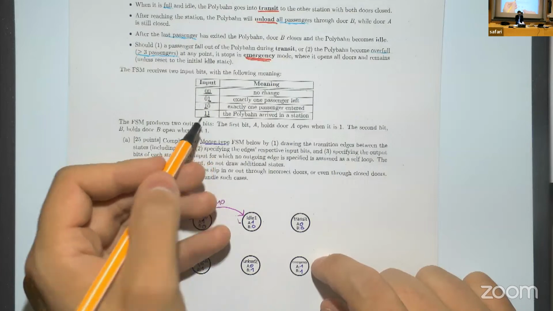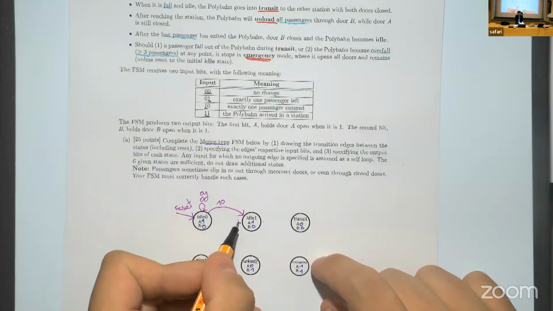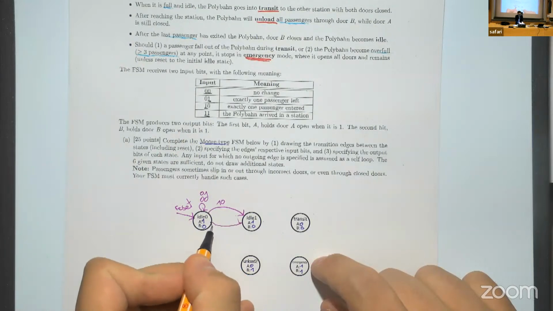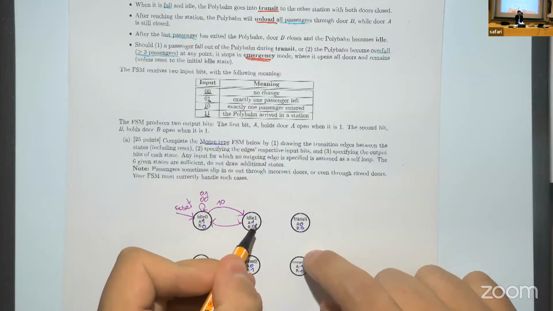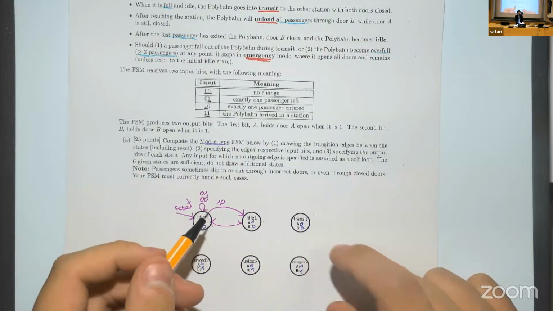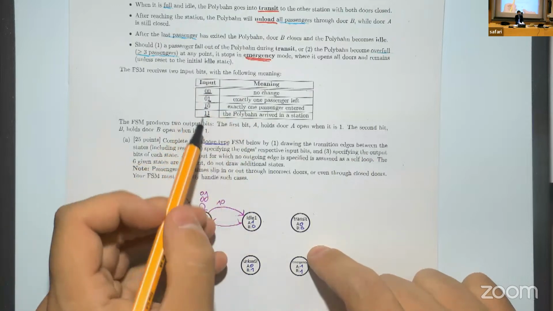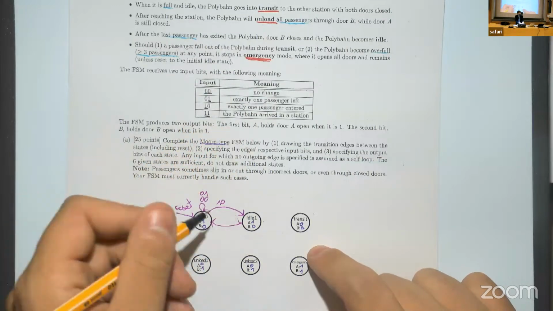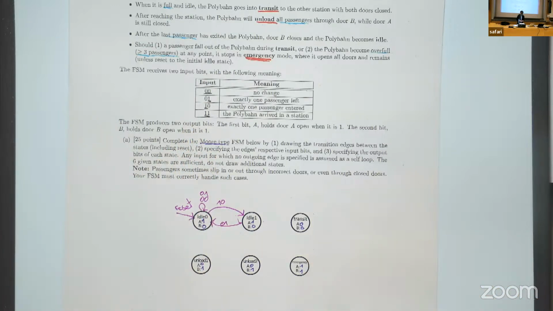So if the polygon was idle and it arrives at the station, that's also kind of a nonsense edge. So let's leave that open as well and assume it's a self loop. If you're in idle 1, so we currently have 1 passenger, we could still have a passenger leave, right? So let's see, input 0, 1, exactly 1 passenger left. Then we would go back to being idle and having 0 passengers.